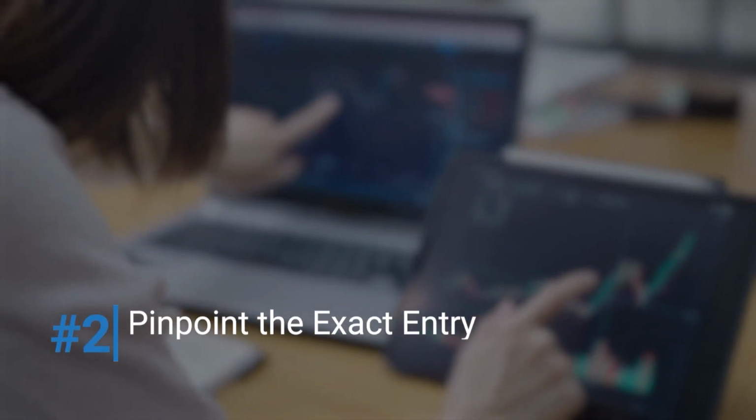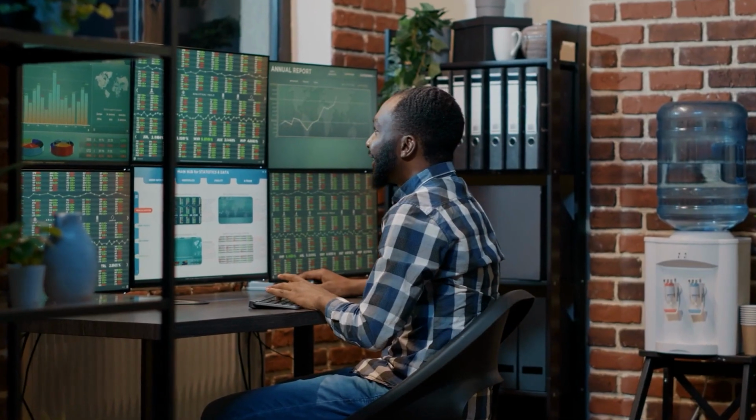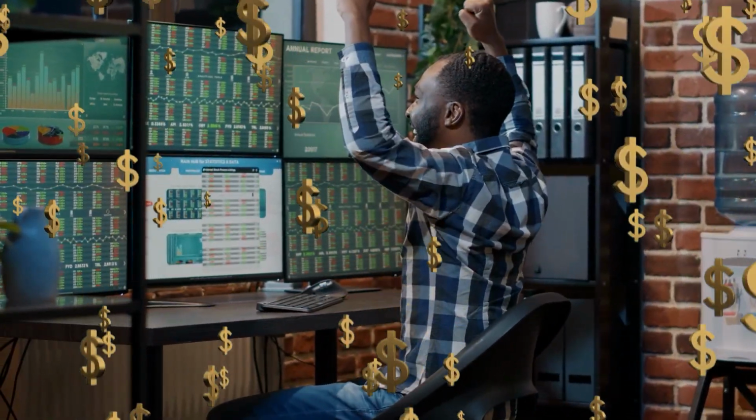In the second step, we drill down using the accuracy of the MTFX to pinpoint the exact bar for entry. Remember, we're looking for the market to explode in your favor after this entry. So let's get into it.